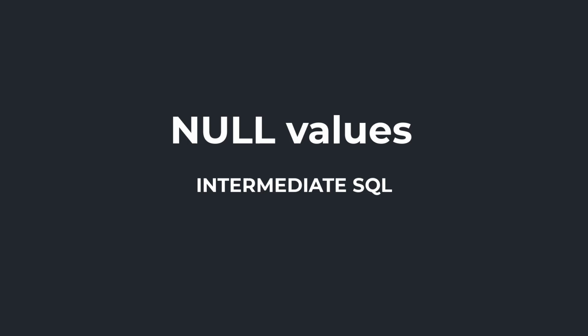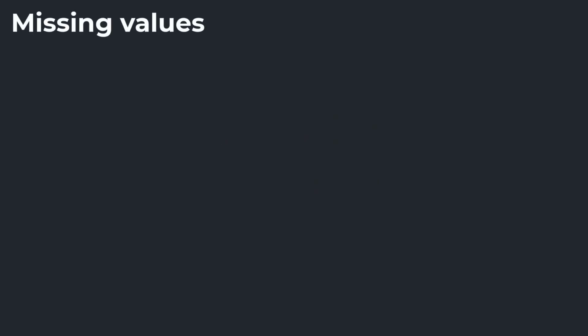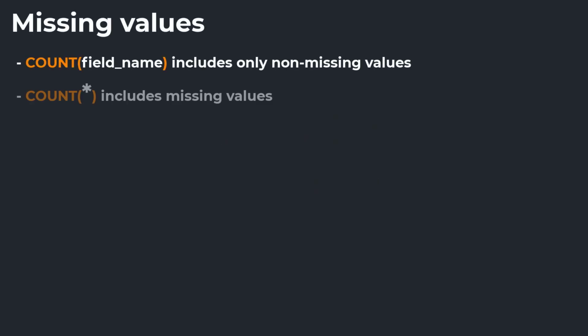Our next lesson will review how to filter data that includes null values. When we were learning how to use the count keyword, we learned that we could include or exclude non-missing values depending on whether or not we use the asterisk in our query. But what is a missing or non-missing value? In SQL, null represents a missing or unknown value.